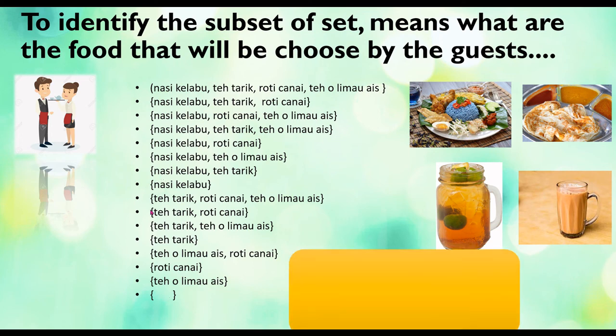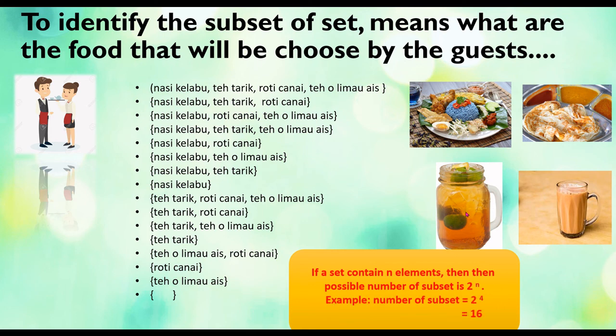Okay, so girls, so many combinations here. How do I know I have already made up all the possible combinations? This is how we check our answer. If a set contains n elements, then the possible number of subsets is 2 to the power of n. Okay, n here means how many elements you have. Here I have 4. For example, my party here has 4 foods. That's why my number of subsets is 2 to the power of 4, which is 16 combinations. These 16 combinations include the set itself and also the empty set.